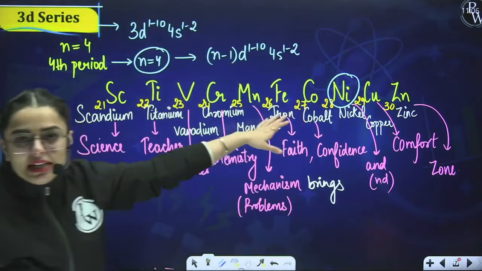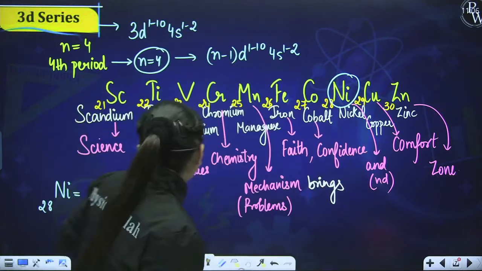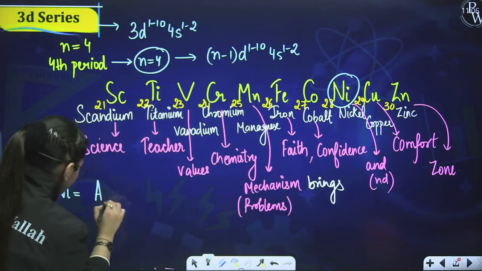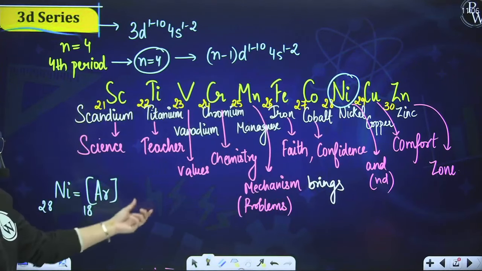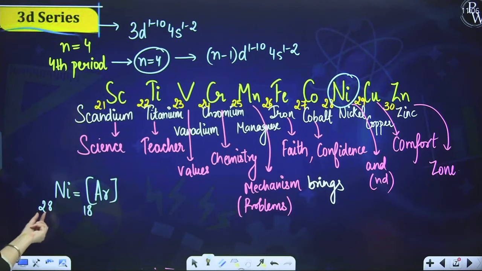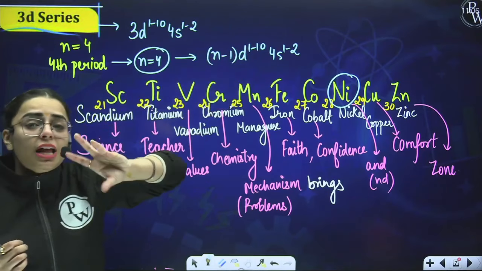So when I'm talking about nickel, that means the atomic number is 28. First of all, how many electrons are filled in argon? 18, right? So if 18 electrons are already filled in argon, then how will we write the electronic configuration? 18. After that, how many are left? 10 are left. So if you are going to write the electronic configuration, now you have to fill how many electrons?